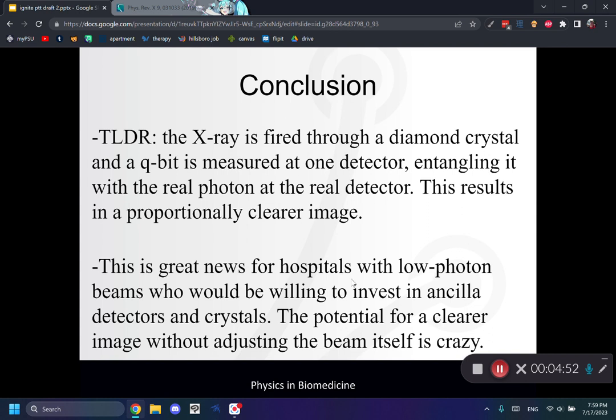And so, in conclusion, this is great news for hospitals with low photon beams who would be willing to invest in an ancilla detector and some unitary crystals, because the potential for clear images without adjusting the beam is pretty cool. It's just pretty cool. And I think that there's a really good future using this kind of math to really help X-rays organize their light better. But yeah.